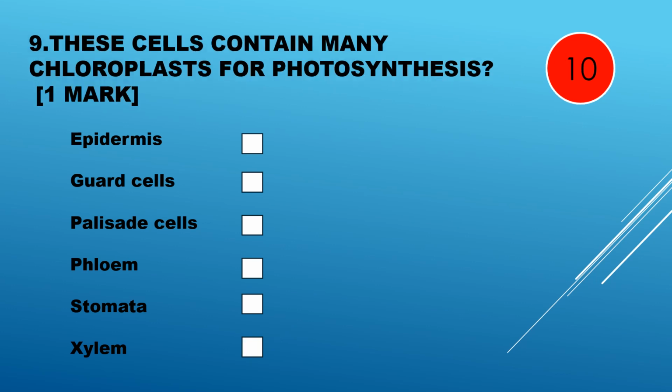Question 9. These cells contain many chloroplasts for photosynthesis. Is it the epidermis, guard cells, palisade cells, phloem, stomata, or xylem? The cells with chloroplasts are the palisade cells.